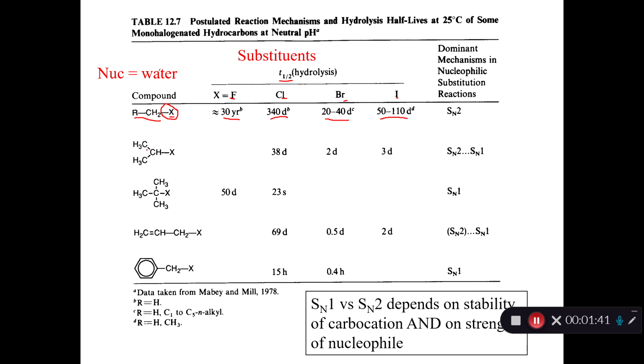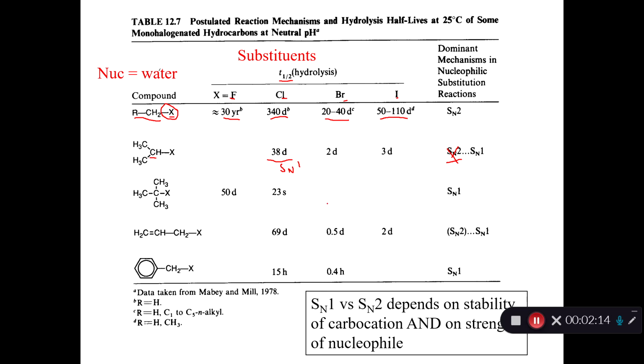Okay, so now if we have a secondary halide here, for chlorine, it's now much faster. It's almost an order of magnitude faster. Instead of 340 days, it's now only 38 days. Why? Well, probably because you're forming a carbocation. If you were going by an SN2 mechanism, you would expect things to slow down because the secondary carbon here is more sterically hindered than the primary carbon was up here. So you would think that this would go slower if it was an SN2 reaction.